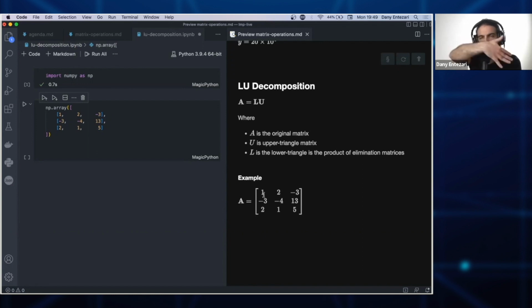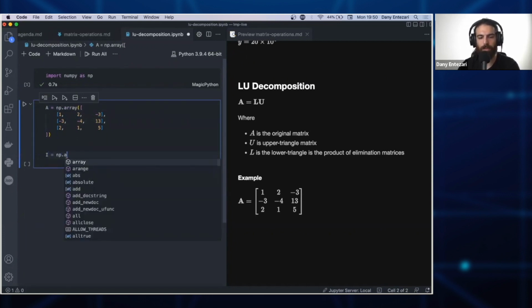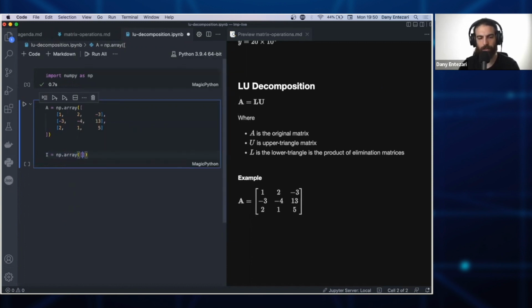Now, I can use the same code I did in the other file, S0 plus S2, but that's Gaussian elimination. We don't want to do Gaussian elimination. Okay, let me show you what I mean. Now, this I will denote as A. And then I'm going to create a matrix using np.array. This is going to be the identity matrix that I've been talking about.